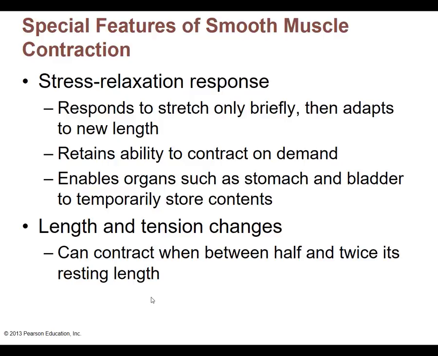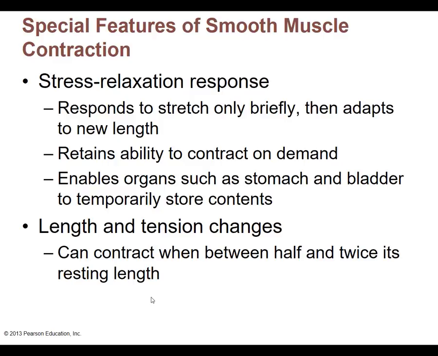Now, the length and tension changes. This just means it can contract between half and twice its normal resting length. So it can get really small, and it can get really big, and still contract just fine. Skeletal muscle, if you remember, contracted best when it was right around 100%, with a little tweak. Not with the smooth muscle. It can stretch really big and still be able to contract. This happens maybe after your Christmas dinner, your Easter dinner, where you fill your stomach up so much that it hurts. That might be more than twice its normal size. Doesn't mean it still can't contract. It can still contract.